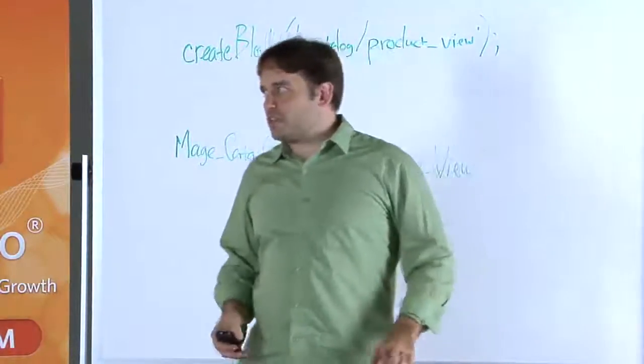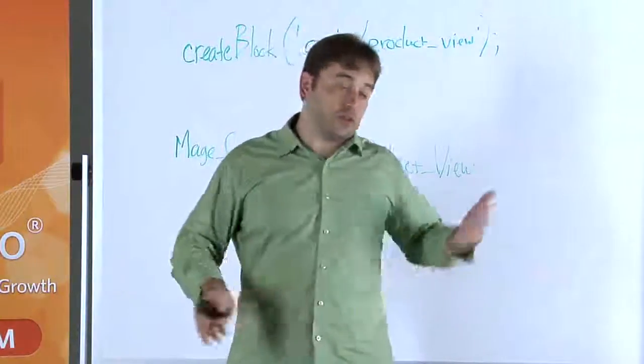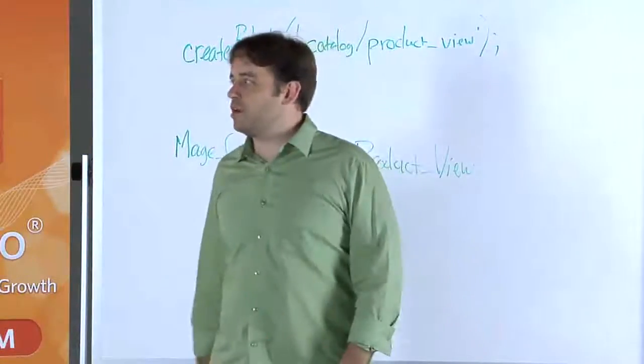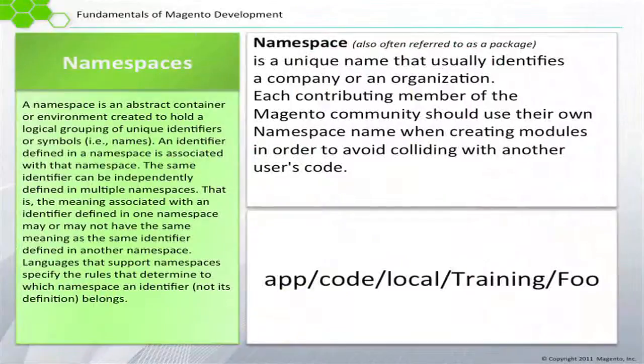And what that does is it keeps us from installing a module. It should keep us from installing a module and overriding anything. Pretty simple concept. So here, the namespace would be training, and the module would be foo. It's a very important module. It's foo.